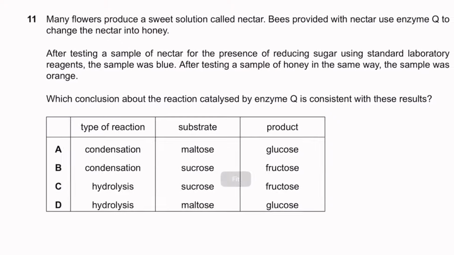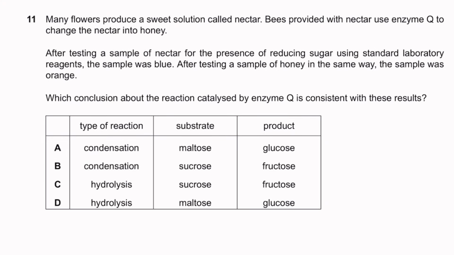Okay, 11. Many flowers produce a sweet solution called nectar. Bees provide nectar with enzyme Q to change the nectar into honey. Interesting. So after testing a sample of nectar for reducing sugar using standard laboratory reagents, the sample was blue. After testing a sample of honey in the same way, the sample was orange. So we're testing for reducing sugars. So we understand that nectar is not a reducing sugar, but honey has reducing sugars. So which conclusion about the reaction catalyzed by enzyme Q is consistent with these results?